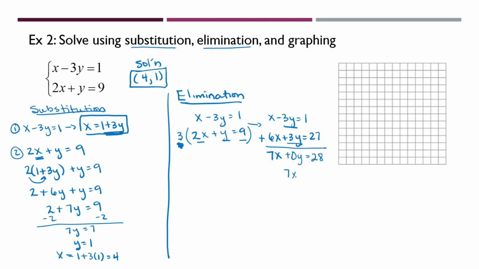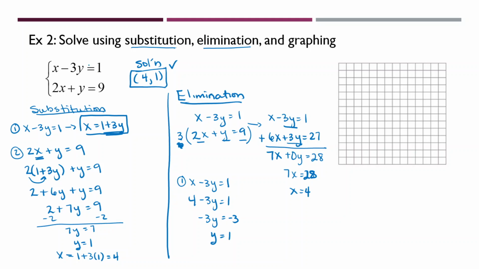Okay, so I have 7x equals 28. So that gives me x equals 4. Once I know x, then I can come back into either equation. I'll just use equation 1. So x is 4. So now negative 3y would equal negative 3, and y will equal 1, and I get the same solution I had before.